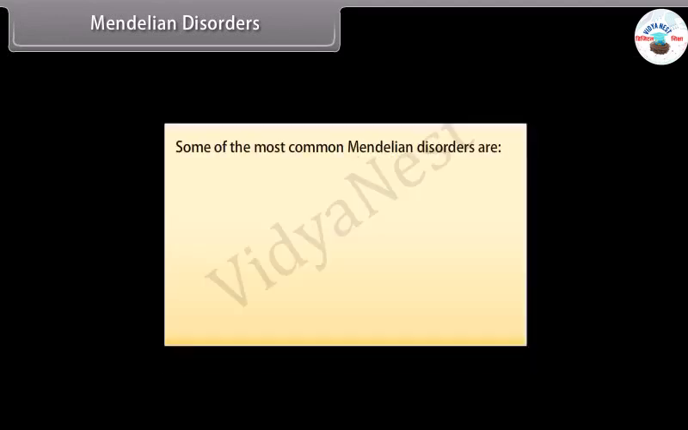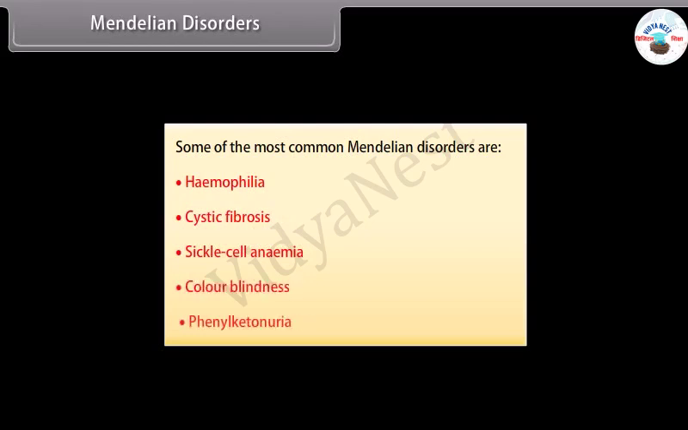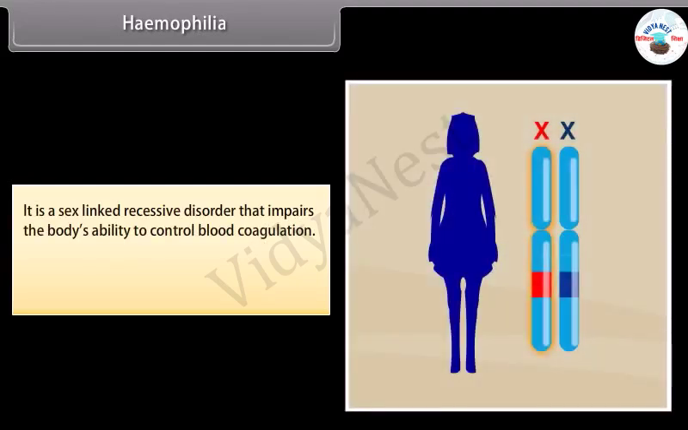Mendelian disorders. Some of the most common Mendelian disorders are hemophilia, cystic fibrosis, sickle cell anemia, color blindness, phenylketonuria. Hemophilia: it is a sex-linked recessive disorder that impairs the body's ability to control blood coagulation. It is caused due to the deficiency of certain clotting factors.